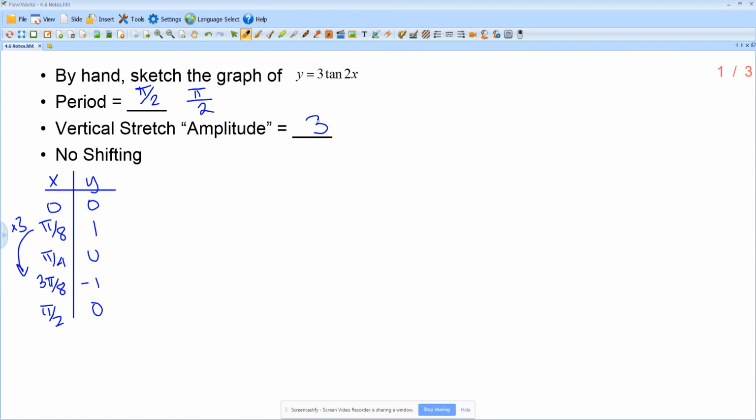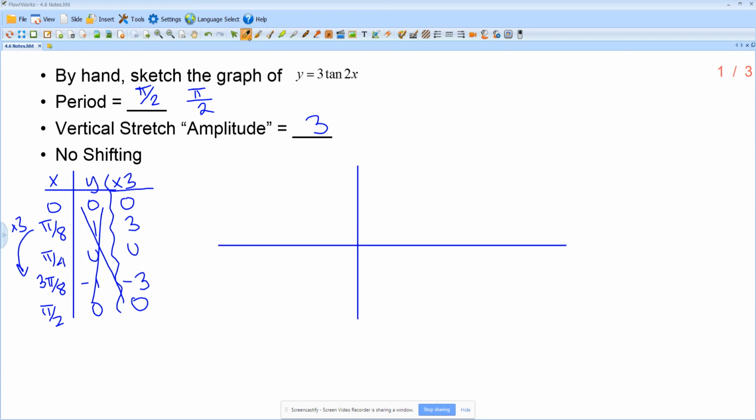So then we need to change things. Period, we already accounted for the period, so we don't have to worry about that change. Vertical stretch is going to affect our y values by multiplying by 3. Same way, 0, 3, undefined times 3 is undefined, -3, 0. Cross that off a little bit messily. So now I've got all the information I need to graph this.